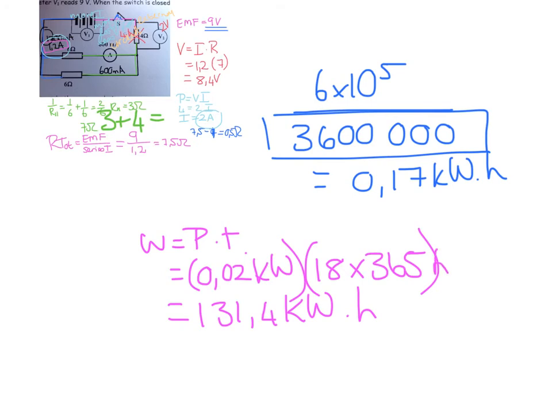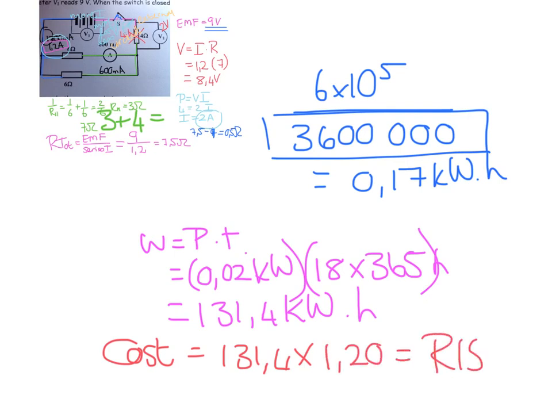And therefore, what's the cost going to be? The cost is the total kilowatt hours multiplied by how much 1 kilowatt hour costs, 1.20 Rand, and I find that I get 157 Rand and 68 cents.